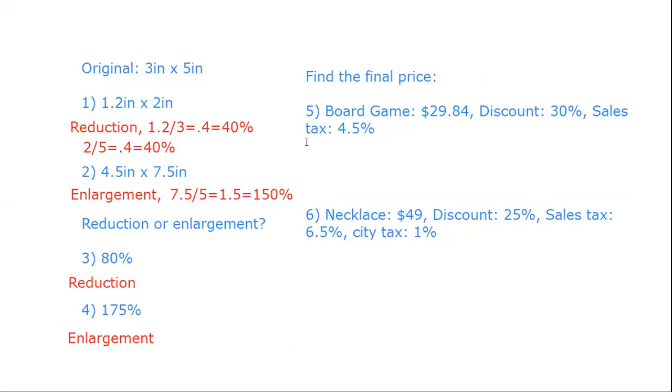All right. So now we're going to go into finding the final price. This was what we did the last two sections, 6.1, 6.2. So these are questions directly out of your book. Board game, it costs $29.84. There's a discount of 30% and then a sales tax of 4.5%. So first step, we're going to apply the discount.